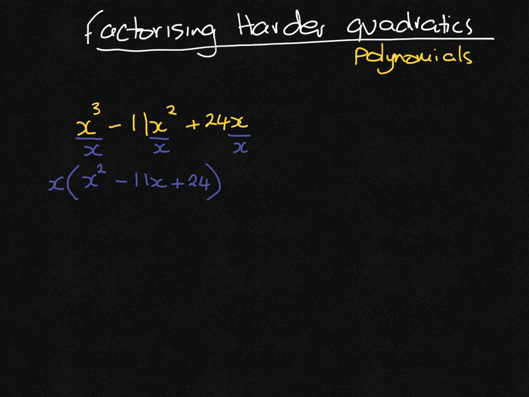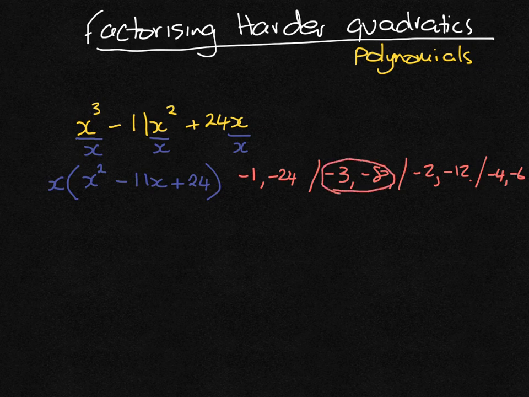So the factor pairs of positive 24 that are both negative, well, you've got negative 1 and negative 24. You've got negative 3 and negative 8. You've got, I'll just put a line here, you've got 2 and 12, negative 2 and negative 12. And of course, you've got negative 4 and negative 6. Okay, so which one of those factor pairs adds to negative 11? And of course, it's going to be negative 3 and negative 8.